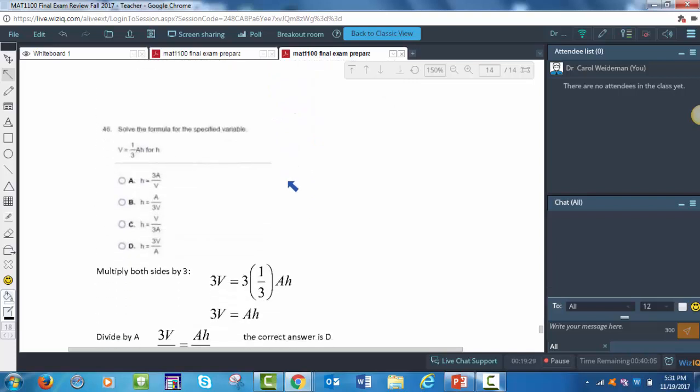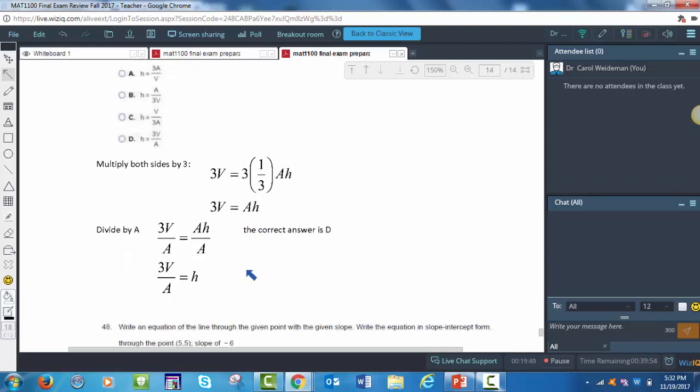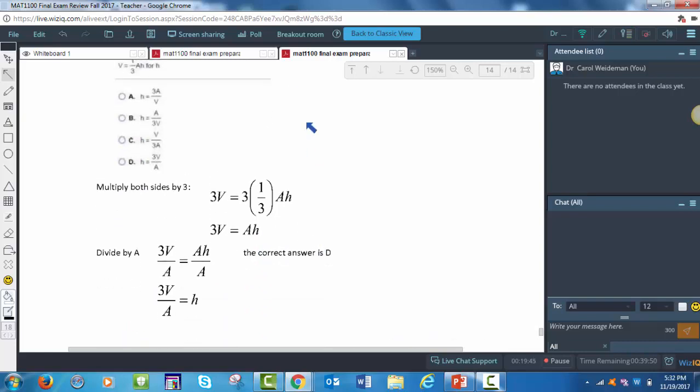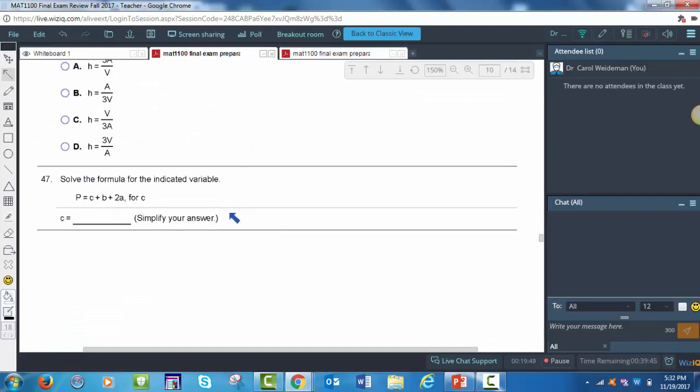Number 46, we want to solve this particular formula for the variable h. Okay, so the first thing I did was multiply both sides by 3, so I get 3v equals ah, and then I'm going to go ahead and divide by a, and so the correct answer here is D. And number 47, I'll be back over here. This is a pretty easy one, another formula question, and they want us to solve for the variable c. So c is going to be equal to capital P minus 2A and minus B.